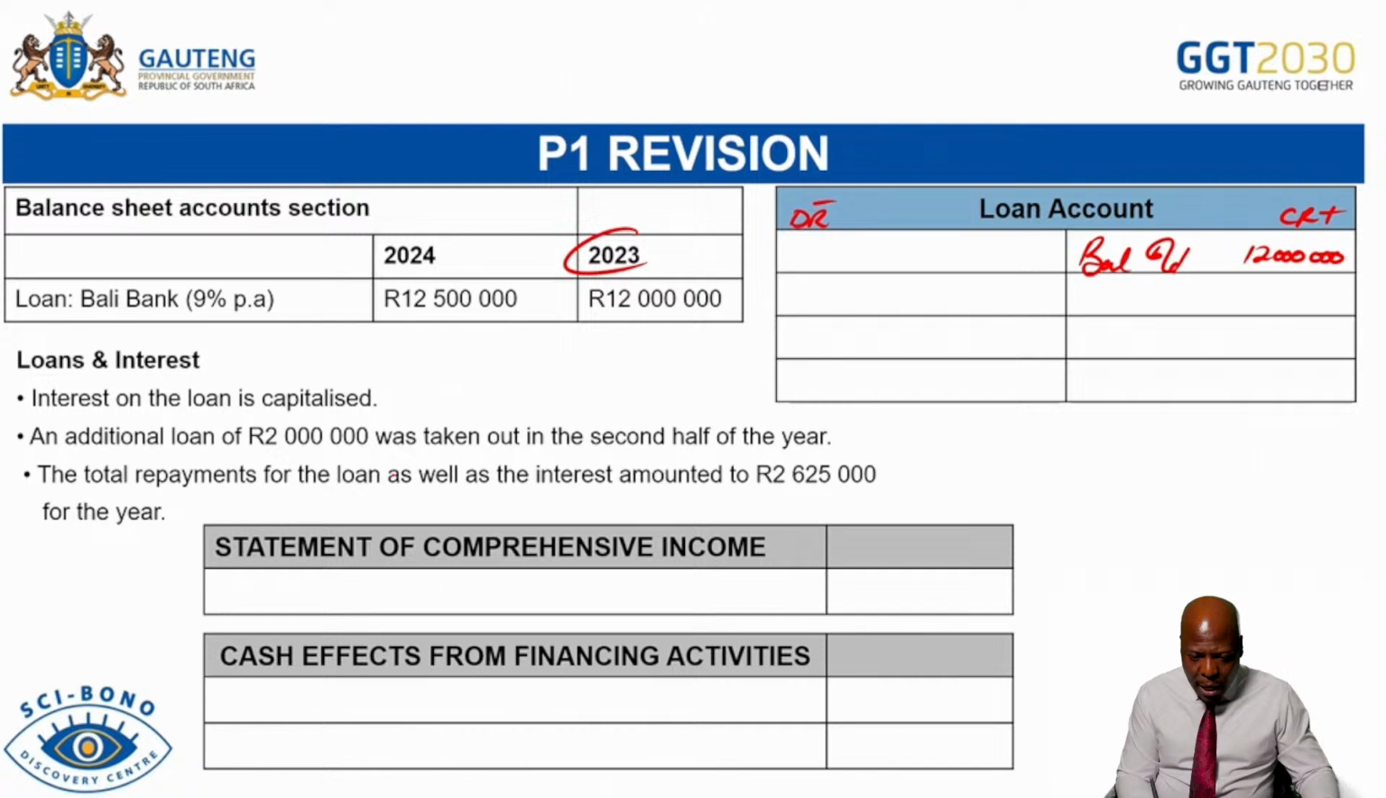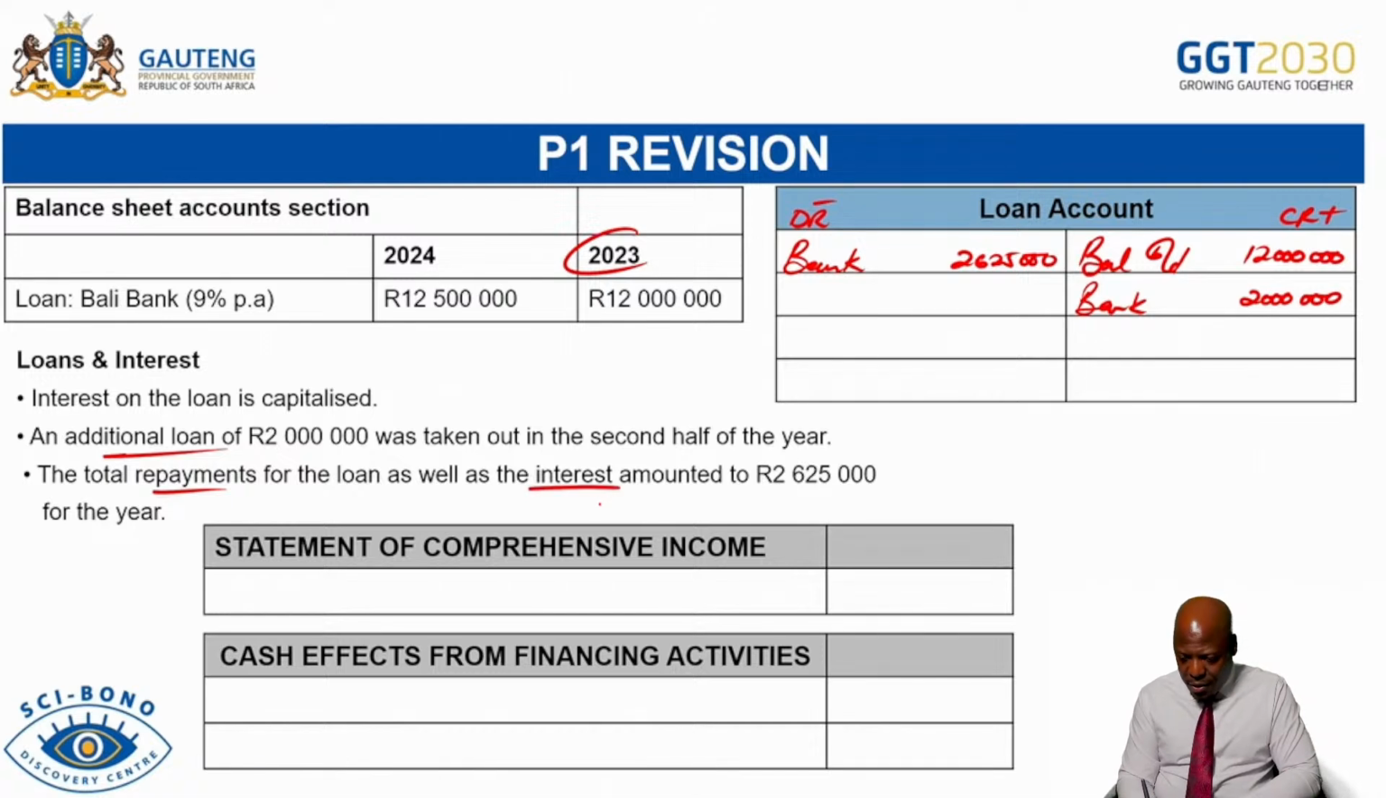And then we'll say additional loan. We've received a loan, so I'm just going to call it bank here. Additional loan, 2 million. The one that we've always been doing does not have an additional loan in it, but this one has, and that's why I brought it here today. We are then told the total repayments for the loan. So my total repayments, that is my bank, is 2,625,000. But I know that this includes interest.